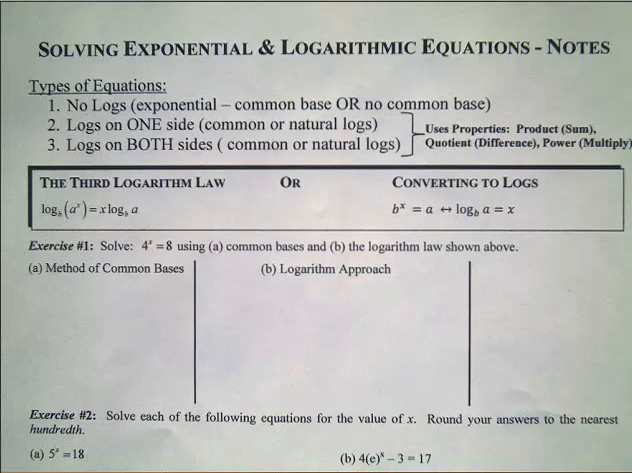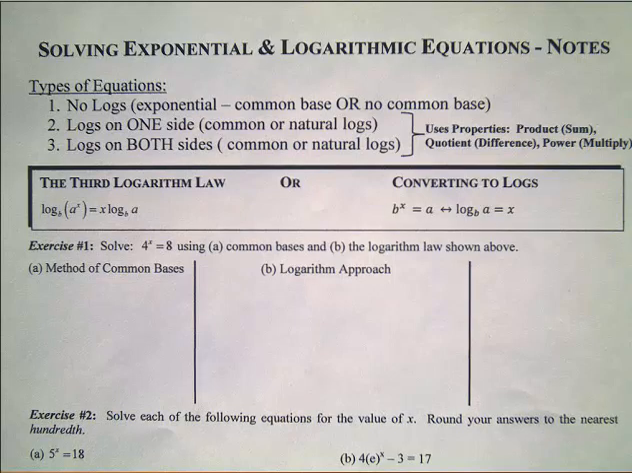This lesson is on solving exponential and logarithmic equations. There are basically three types of equations. The first type is no logs. It's an exponential equation, so we can either use a common base, or there's no common base, so we have to use logs. In number two, there's logs on one side, and that is either a common or a natural log. And in number three, there's logs on both sides, and again, it can be a common or a natural log.